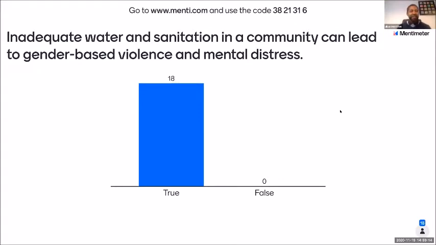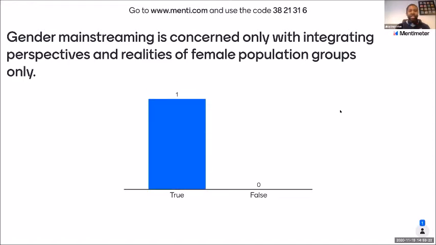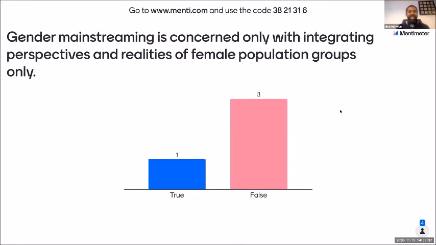Next question, okay? And this is the last question for the day before we go to the final session of the webinar, so we can wrap up. The second question is this. Gender mainstreaming is concerned only with integrating perspectives and realities of female population groups only. True or false? So there is 9 false. There is 1 true for now.